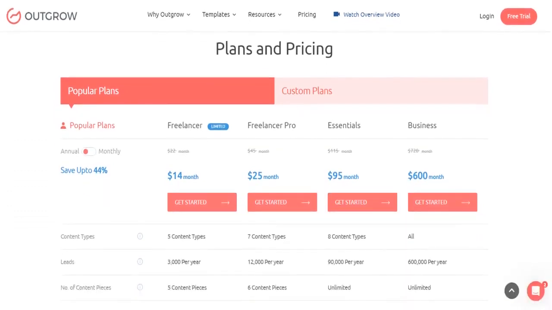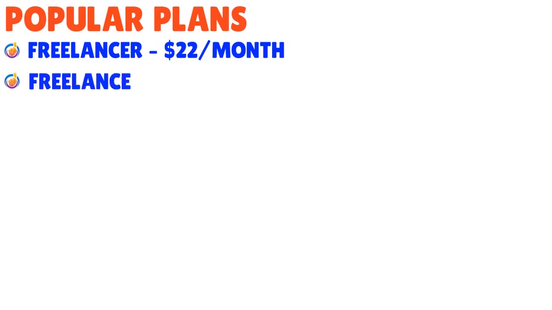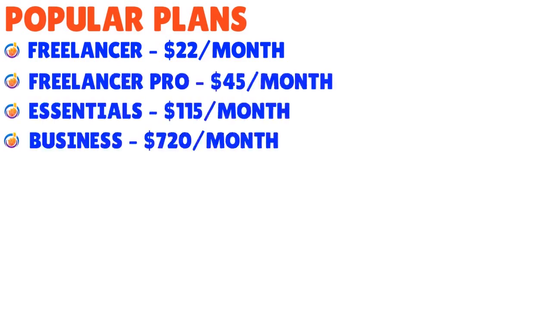So when we talk about Outgrow in terms of pricing, you have popular plans and then you have custom plans. So you're able to adapt based on your needs. So in terms of popular plans, you have Freelancer, Freelancer Pro, Essentials, and Business. So everything goes crescendo from here. Freelancer and Freelancer Pro are the basic. So here it will cost you less than $50 per month. If you want to go to the Essentials, you're getting $100 to $150 per month. And for the Business, it's really all-encompassing, so you're paying upwards of $750 per month.